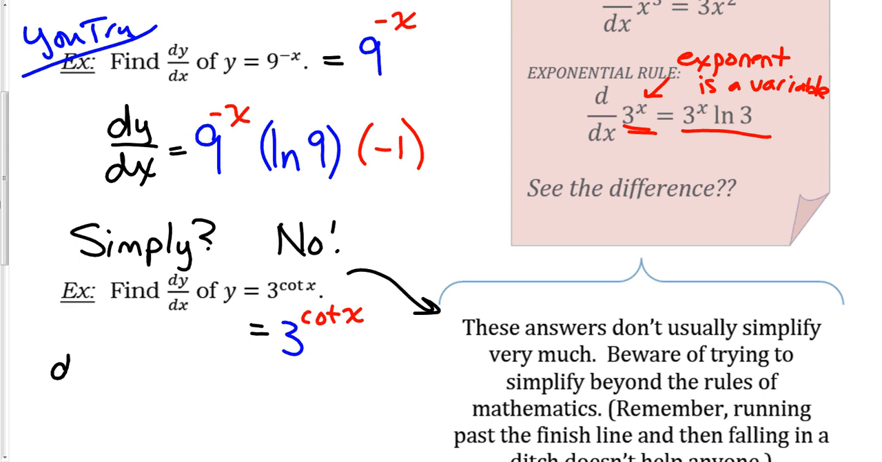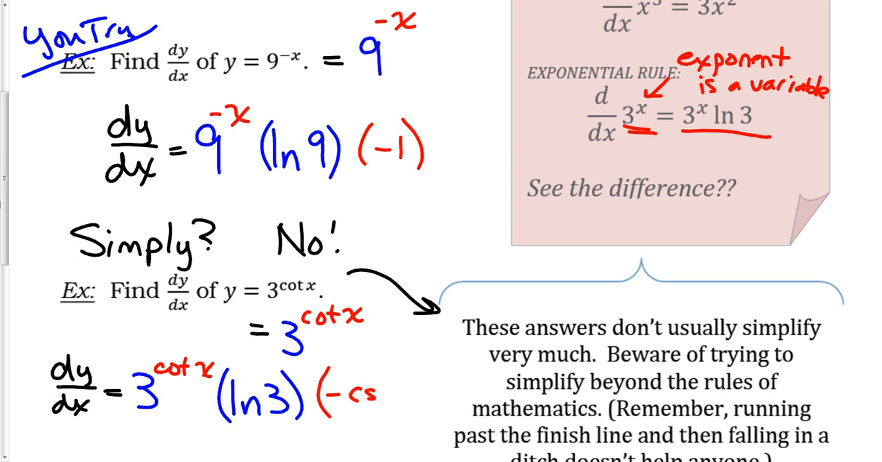So we're going to find our derivative. dy/dx is going to be 3 raised to that same thing times the natural log of 3, so that finishes off the derivative of 3 raised to something. Then I need to multiply by the derivative of the inside. The derivative of cotangent is negative cosecant squared of x. And again, we don't want to do anything to it, we just leave it alone. Next one.